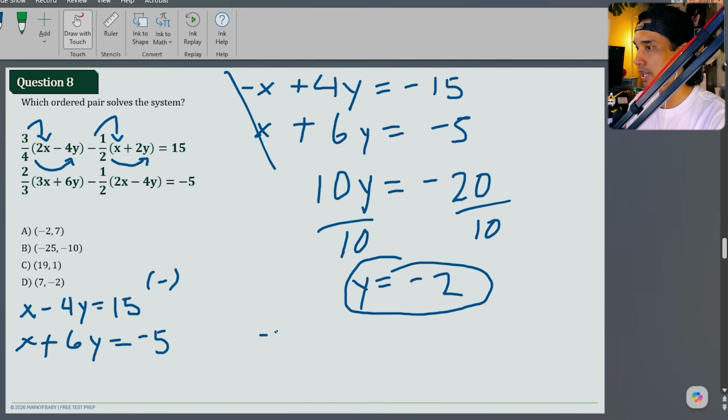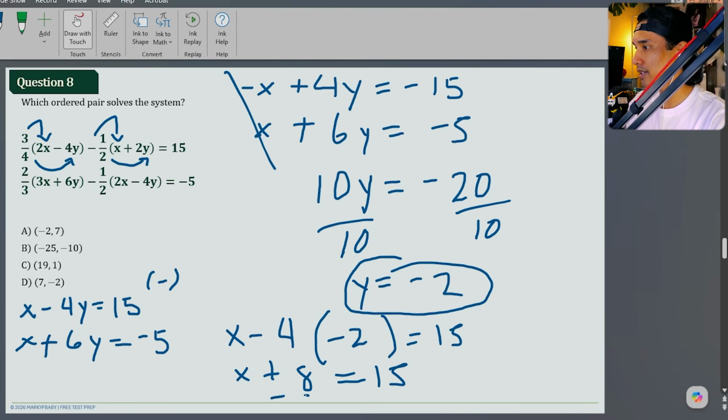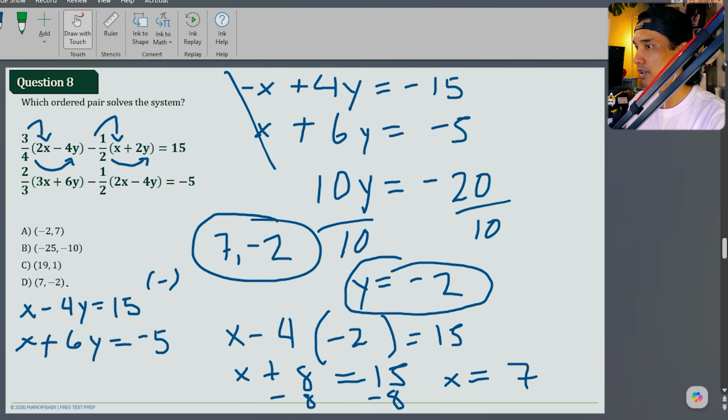So I have x minus 4 times negative 2 equaling 15. That's x minus negative 8, and that's going to be positive 8 equals 15. And then minus 8, that's going to give me x is equal to 7. Our ordered pair is 7, comma, negative 2. And that is answer choice D. And you could plug in this y equals negative 2 into this formula too as well, and you will get a 7.